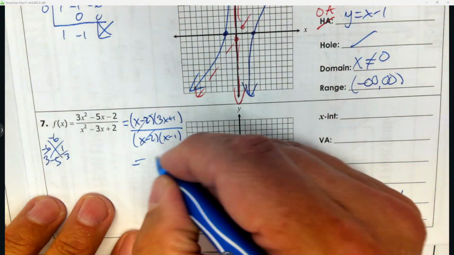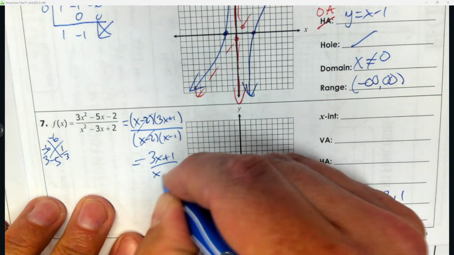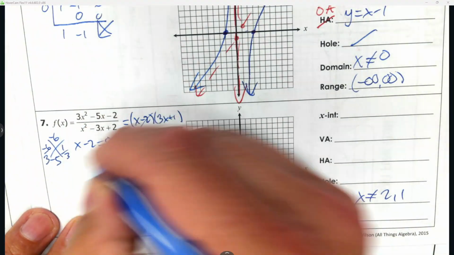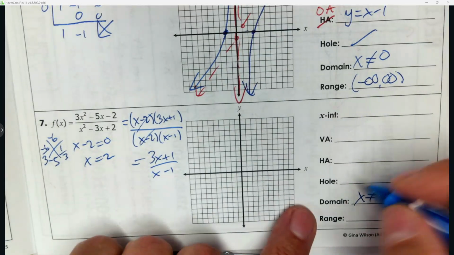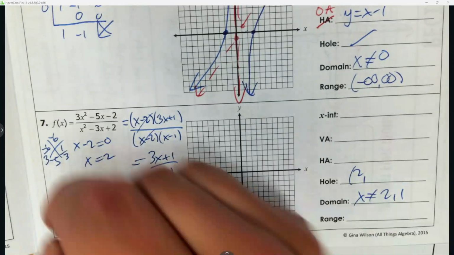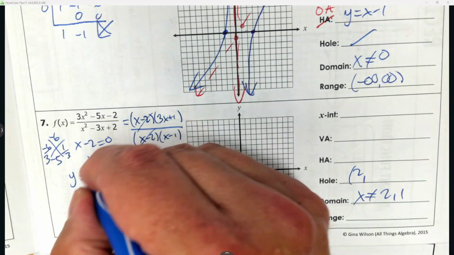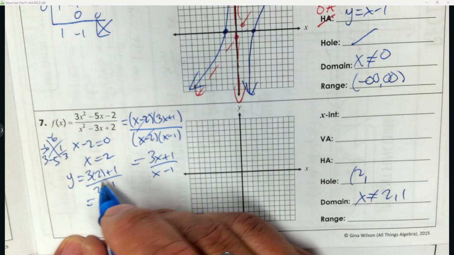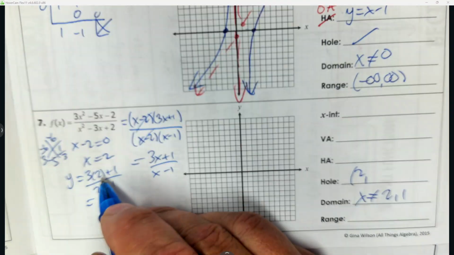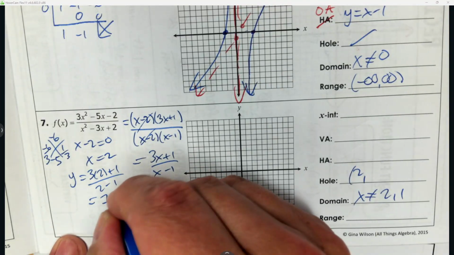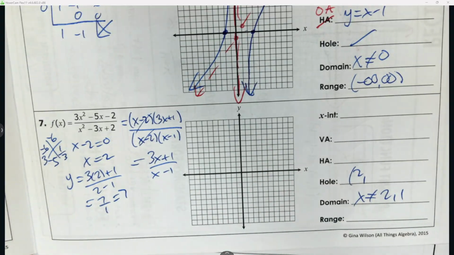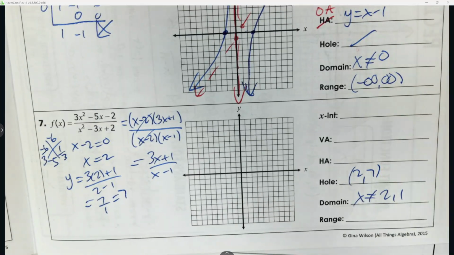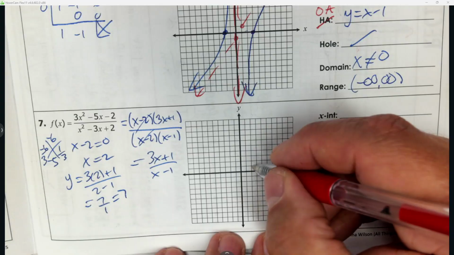x minus 2 does cross out. That leaves me with this. If you take what crossed out equal to 0, that's the x coordinate of your hole. To find the y coordinate, you plug in 2 for x and you solve it. So in this case, you get 3 times 2 plus 1 divided by 1. So that's a nice hole at 2, 7. So we're going to go 2 to the right and 7 up.